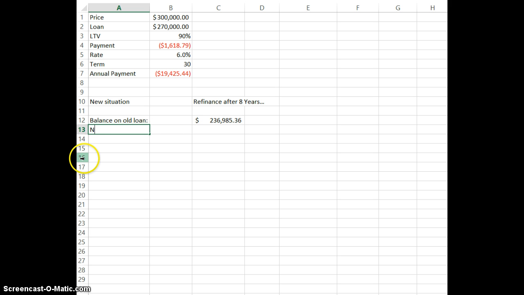Next thing we need is the new rate, which is going to be 4.5%. Have a new term, which is going to be a new 30-year loan. But the trick to this was we were only going to stay for 5 more years.